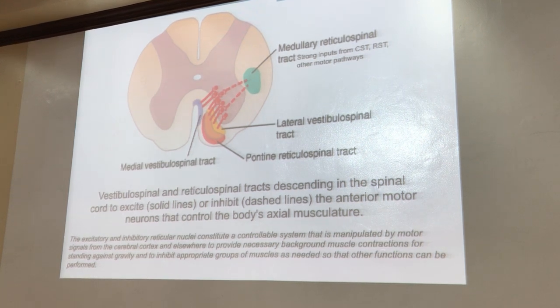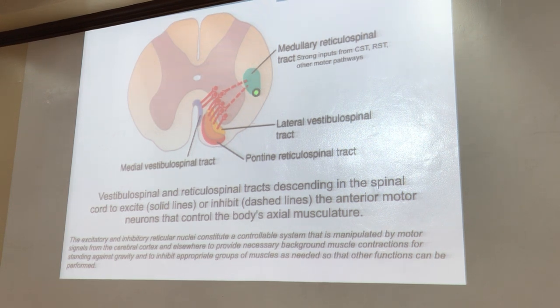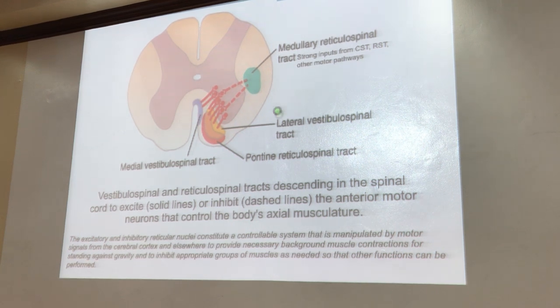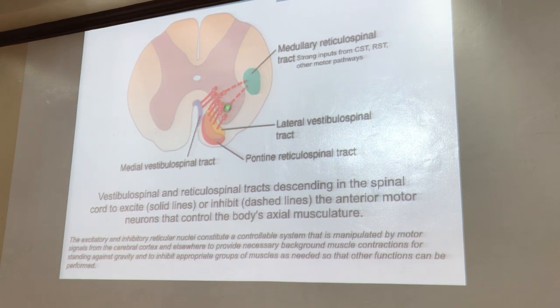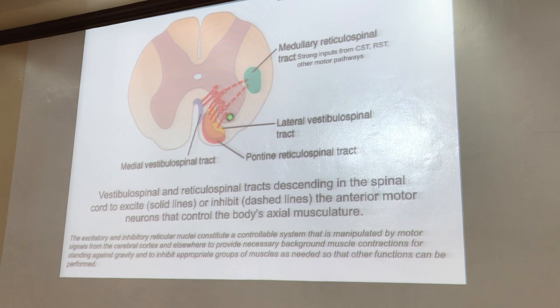So here, this is how it is. Yung medullary reticulospinal tract, this is the spinal cord. Okay? And then the lateral vestibulospinal and the pontine reticulospinal tract would have an effect on the anterior horn cells here. Will depend on what you'd like to do. Okay? Either to excite the muscles for anti-gravity or to relax them.